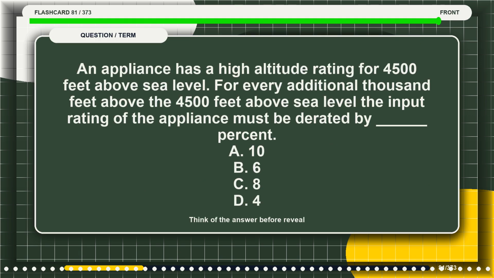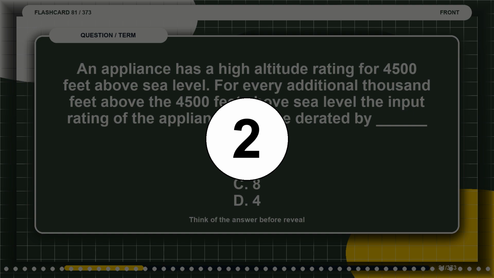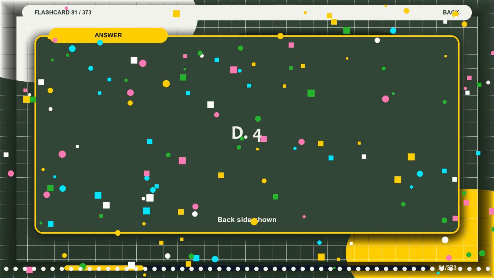Flashcard 81. An appliance has a high altitude rating for 4,500 feet above sea level. For every additional 1,000 feet above the 4,500 feet above sea level, the input rating of the appliance must be derated by blank percent. A. 10. B. 6. C. 8. D. 4. Think of the answer before the reveal. The answer is D. 4.